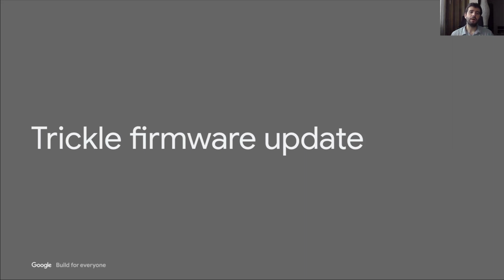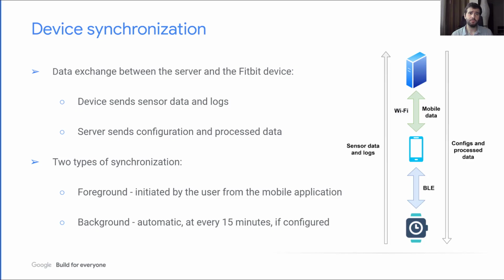Okay, so let's talk about our first improvement, which is trickle firmware update. In order to be able to explain the trickle update mechanism, we will first introduce the device synchronization process. The device synchronization process is using the same infrastructure as the foreground update, but it differs in the data exchange between the server and the device.